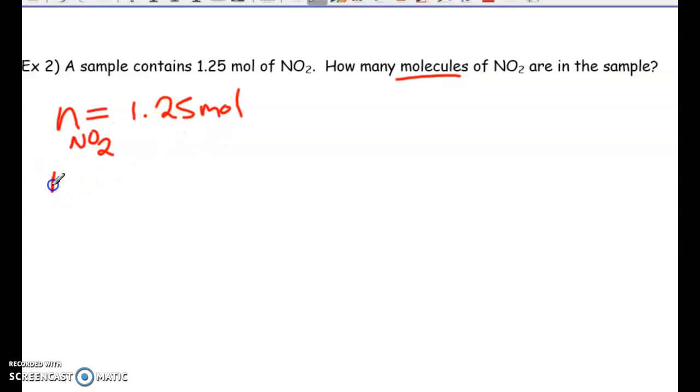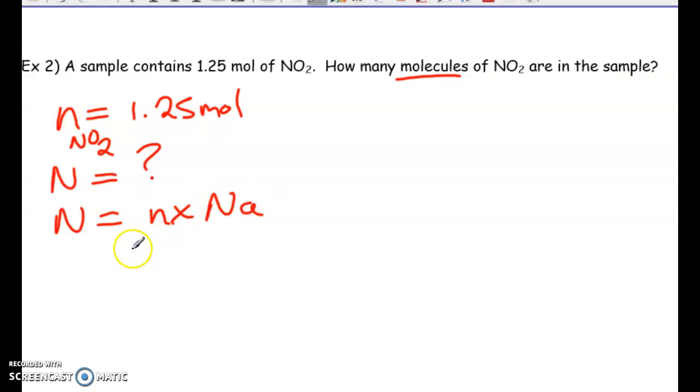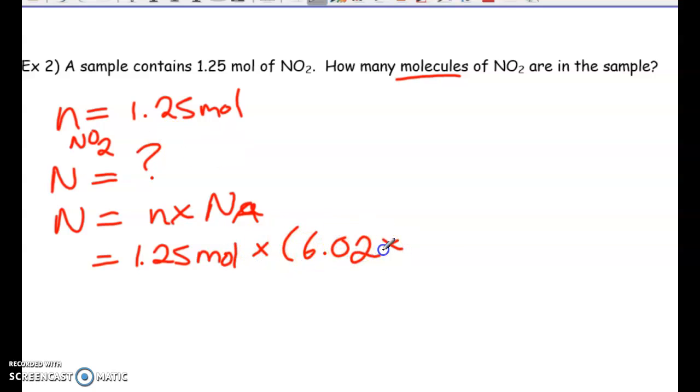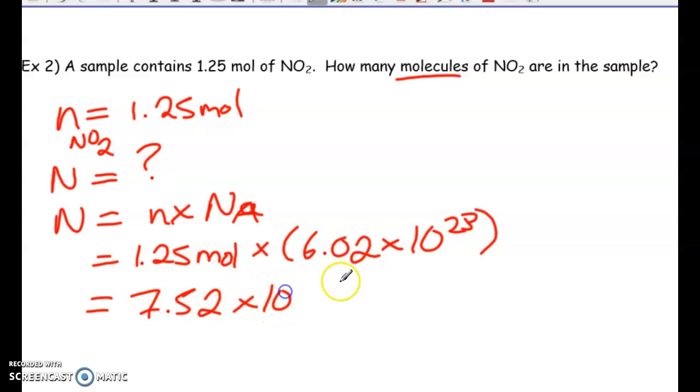So we have the number of moles, and we're looking for the number of molecules. That's going to be moles times Avogadro's number. I should make that capital. 1.25 moles times 6.02 times 10 to the 23 is equal to. So you should have gotten here. Actually, we'll round to 3 sig figs. So this was 7.52 times 10 to the 23 molecules.